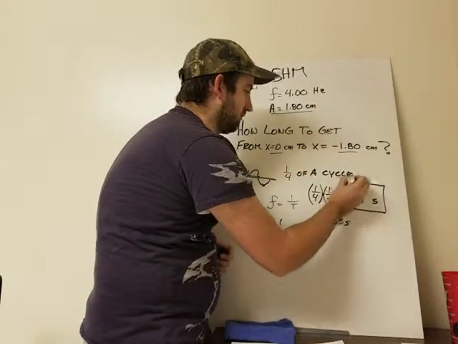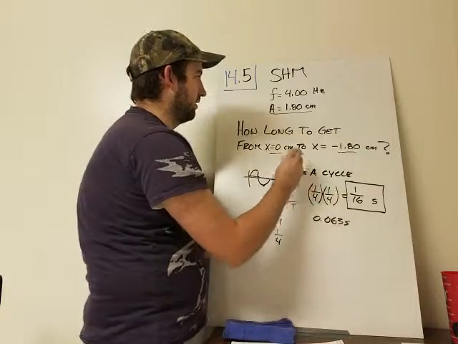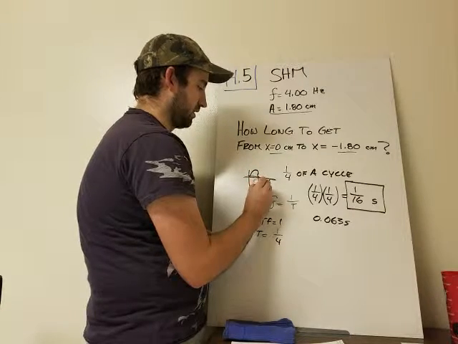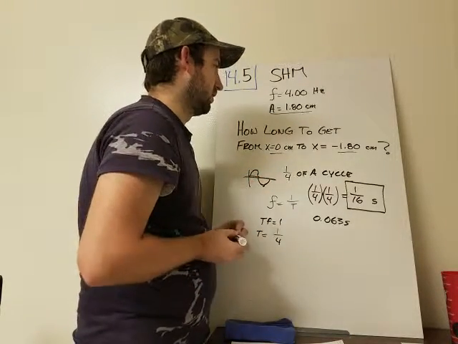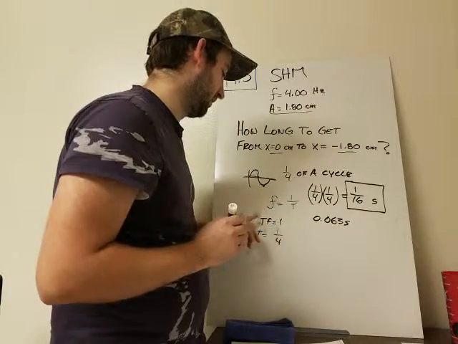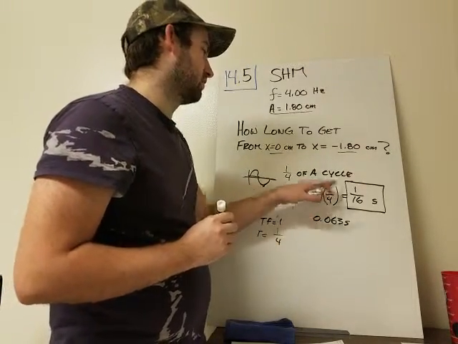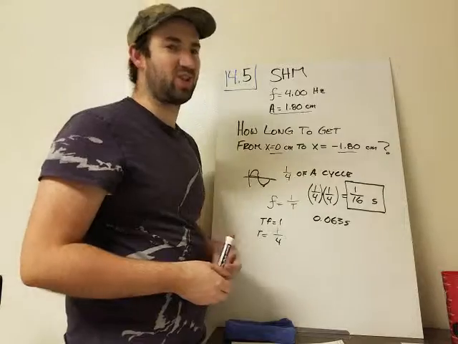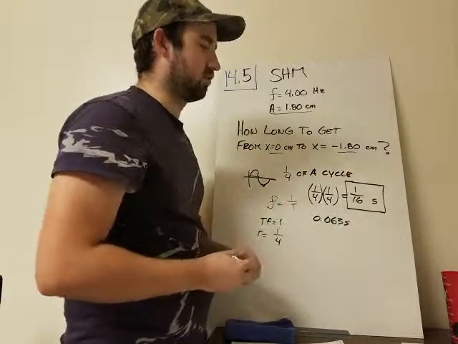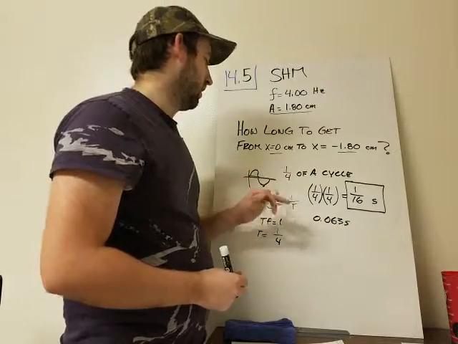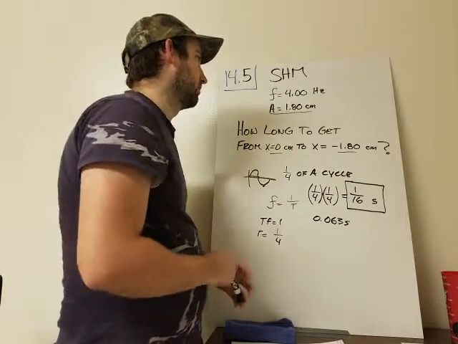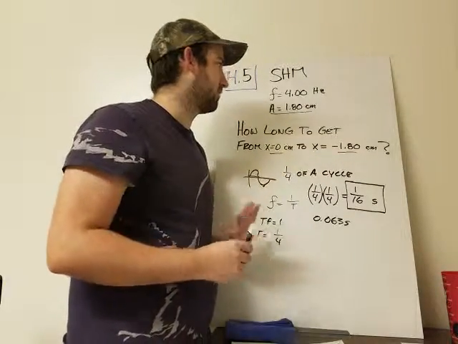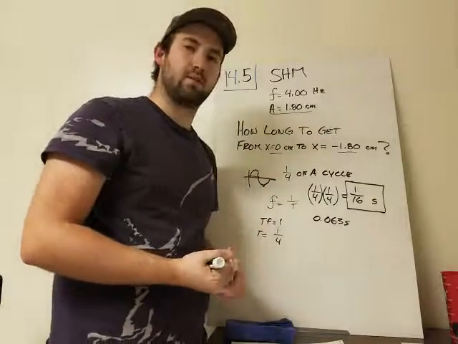So the answer to this one, it's going to take 1/16 of a second to travel from x equals 0 to x equals negative 1.8 centimeters. And we did that by finding the period from the frequency, and then also just knowing what we were looking at as far as our amplitude and the extremes and things like that. So once again, it's going to take 1/16 of a second to go the distance that it's wandering, and we just do that through simple harmonic motion and the different things that we know from that, like the frequency and the amplitude and the period.